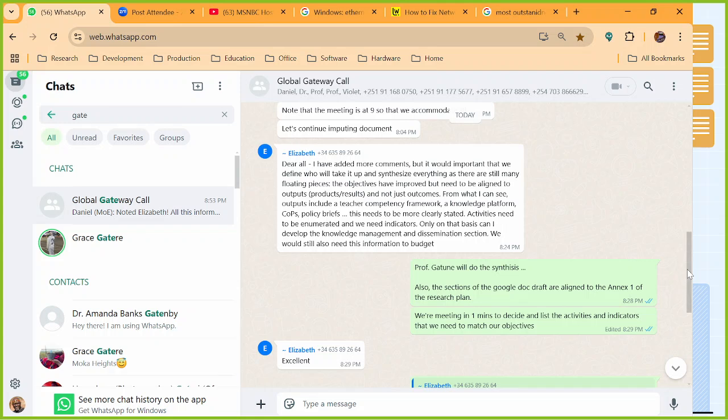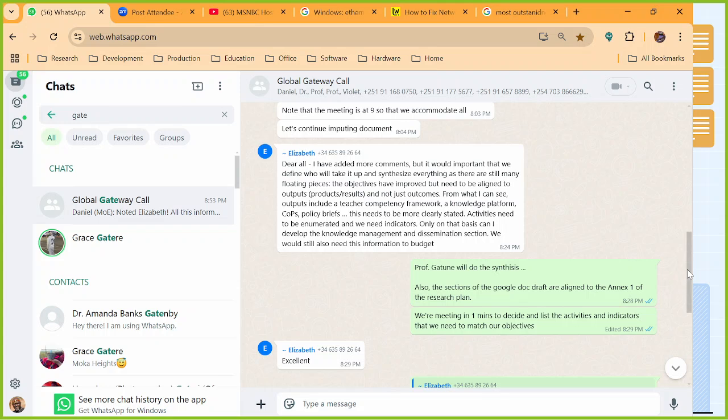Okay, yeah, up here. Say, dear all, I have added more comments, but it would be important that we define who will take it up and synthesize everything, as there are still many pieces. The objectives have improved, but need to be aligned to outputs, as products and results, and not just outcomes. From what I can see, outputs include a teacher competency framework, a knowledge platform, COPs. What are COPs? Community of practice.